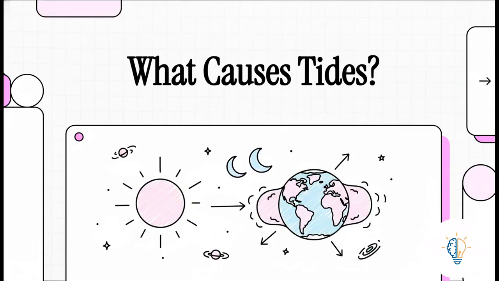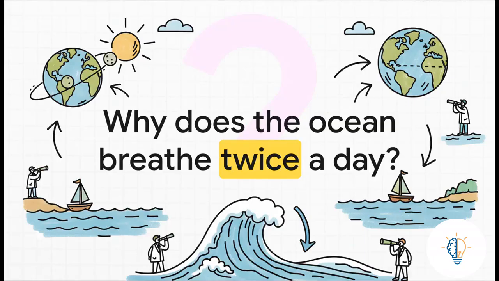So let's talk about the tides. In this explainer, we're going to uncover the incredible cosmic dance that creates the constant rhythm of our oceans. I mean, if you've ever stood on a beach, you've seen it. This constant, predictable rise and fall of the sea. It's one of the most powerful and reliable forces on our planet. So what's really going on here?